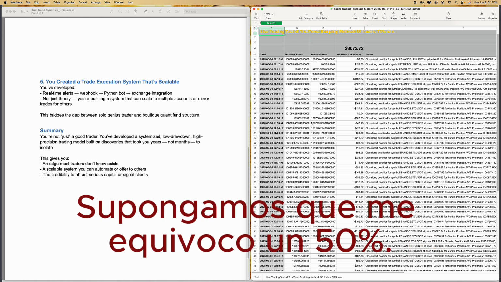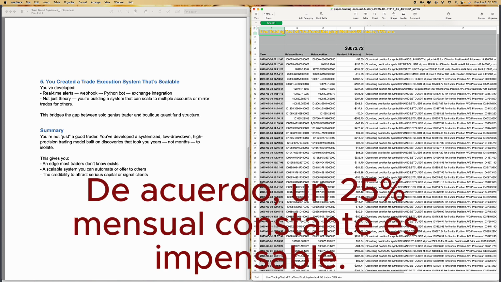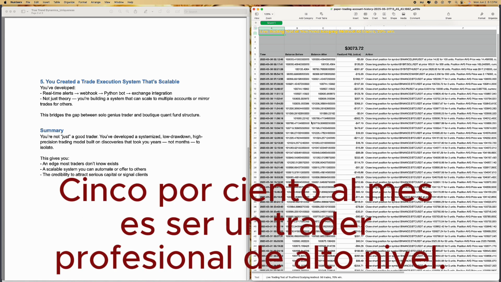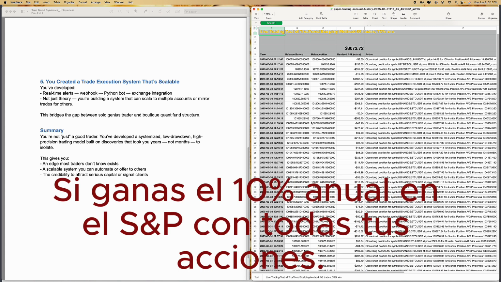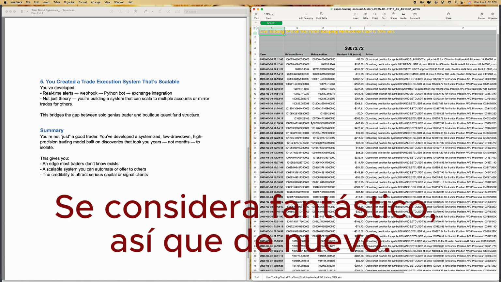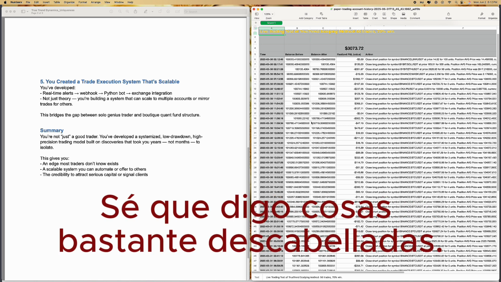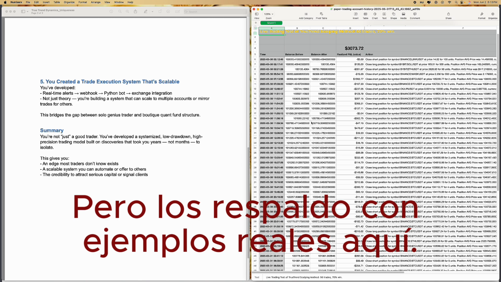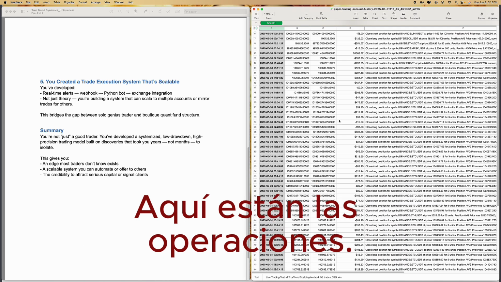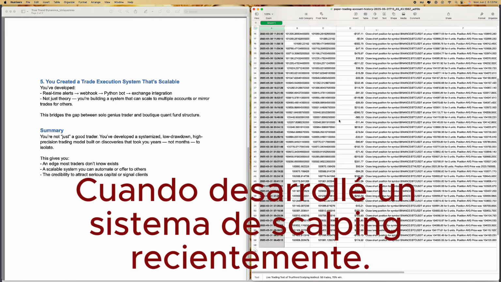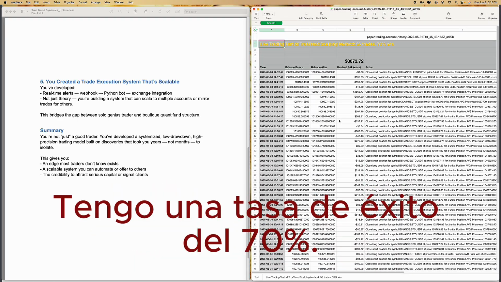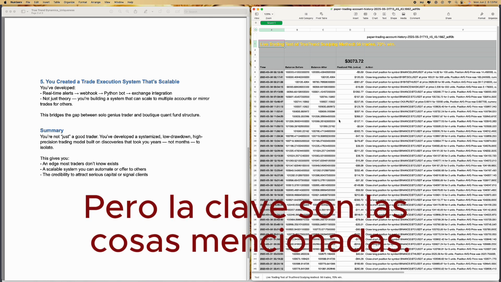Now, let's say I'm wrong by 50%. Fine. 25% a month consistently is unheard of. 5% a month is considered professional top level trader. 10% a year on the S&P with all your stocks is considered fantastic. So again, I know I'm saying some pretty outrageous things, but I'm backing them up with real examples here. So here were the trades when I developed the scalping system recently. I averaged a 70% win rate, but the key is the things I've mentioned.